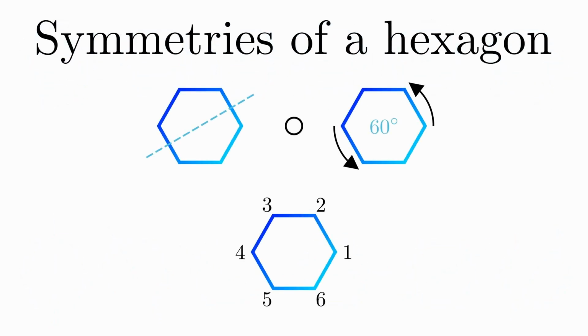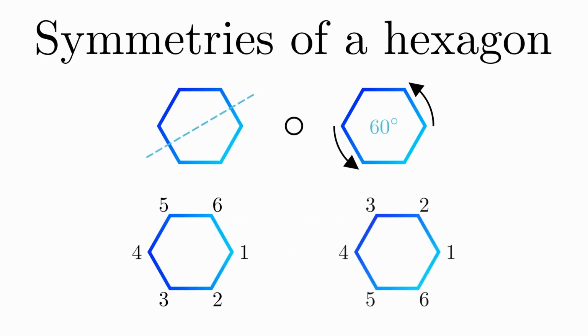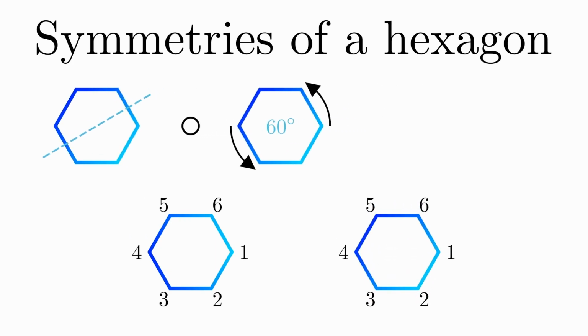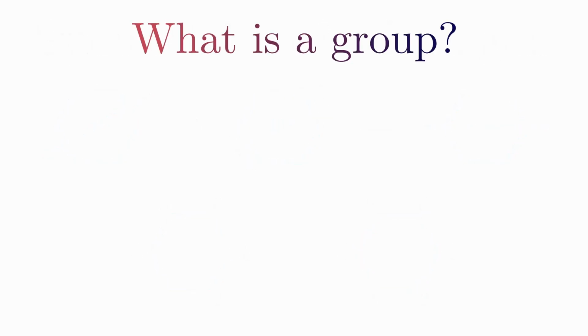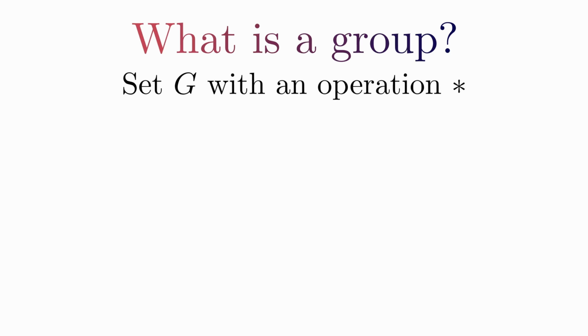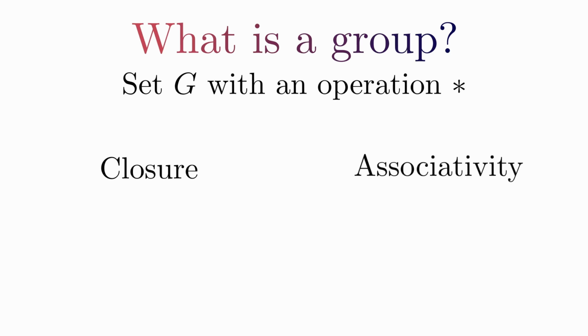For example, first rotating by 60 degrees and then reflecting the hexagon results in the same symmetry as reflecting the hexagon along a different axis. This means we have an operation that combines 2 symmetries into another symmetry. A structure with such an operation is called a group. We define a group to be a set with an operation which satisfies 4 properties.